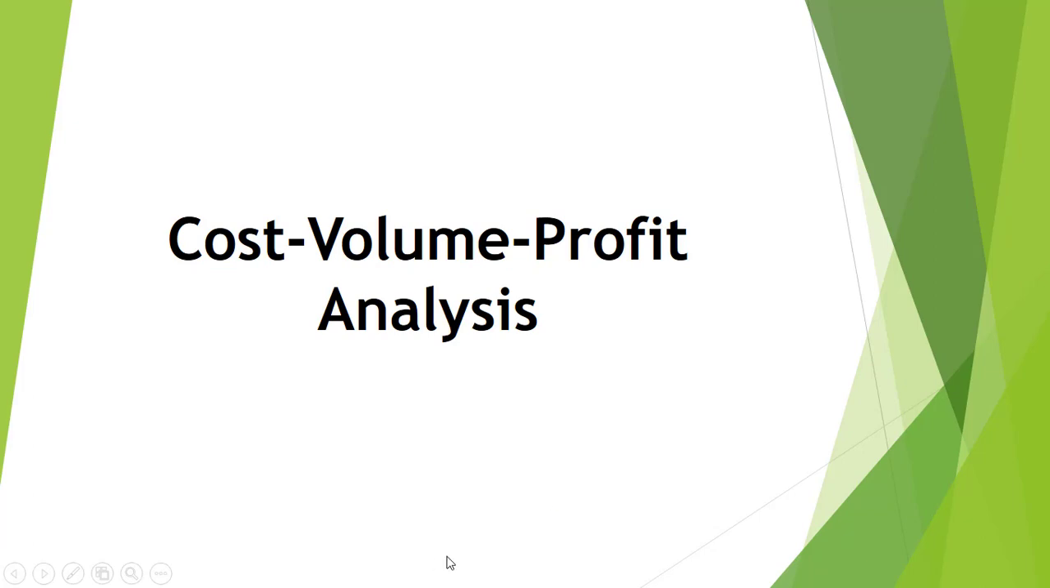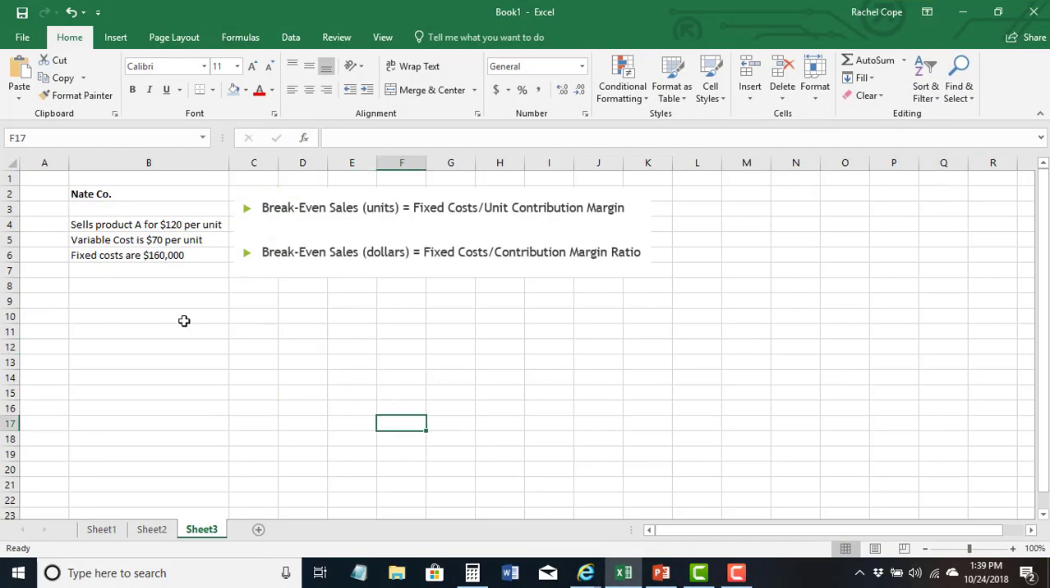Just to show you some examples of how that works, we have Nate Co. He sells product A for $120 per unit and has a variable cost of $70 per unit, and his fixed costs are $160,000. So for break-even sales in units, we take fixed costs, which are $160,000, and divide by the unit contribution margin.